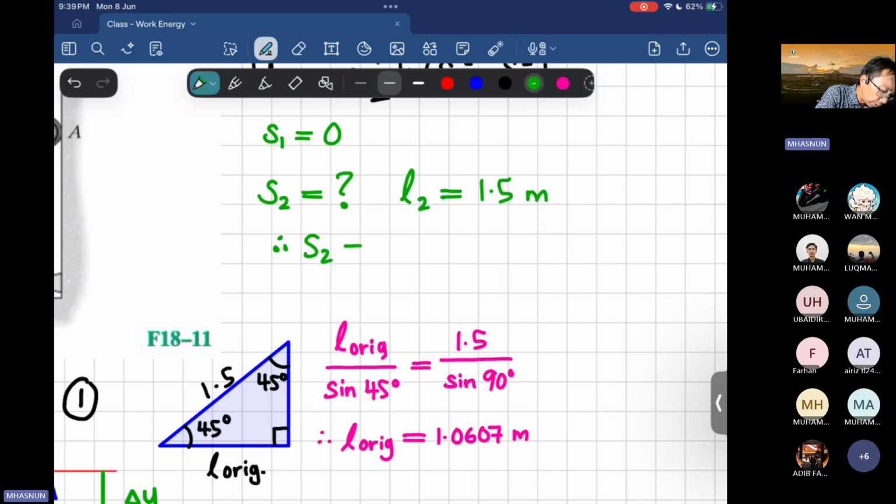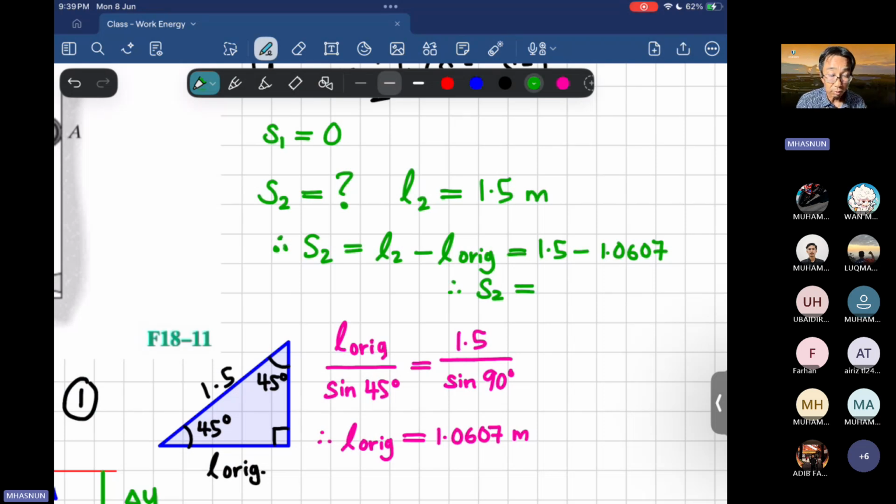and therefore S2 is equal to L2 minus L original. Okay, L2 minus L original. So we have here 1.5 minus 1.0607. And therefore we get the value of S2 is equal to 0.4393 meter. That is our S2.